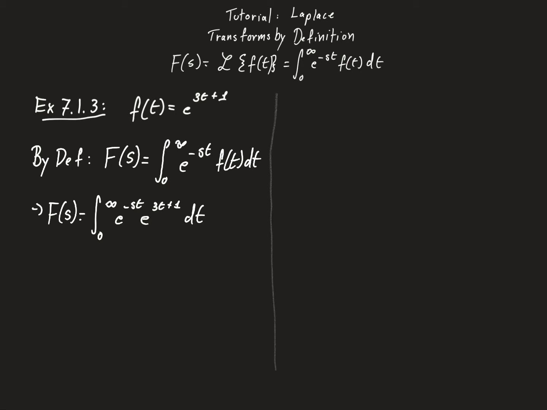Alright, so one thing we can do here, we have a product of two exponentials. That means that we can combine them if we just add the powers. So this gives us that F of s is equal to, once again, the integral from 0 to infinity. And this time we have e to the 3t plus 1 minus st dt.